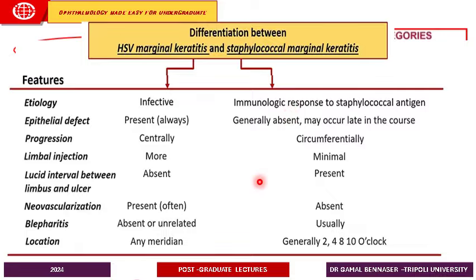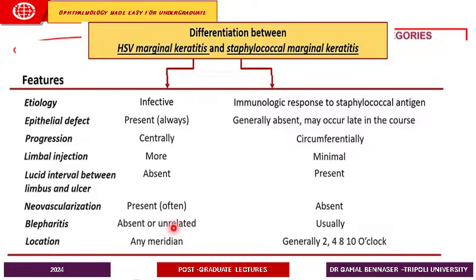Now, the epithelial defect is always present. It means that when you apply fluorescein, you will find staining, and it usually progresses centrally, and there is no lucid interval, as I said before. Sometimes it is associated with new vascularization. This is very important to differentiate it from staphylococcus. It is not necessarily associated with blepharitis, and it can be present at any meridian.